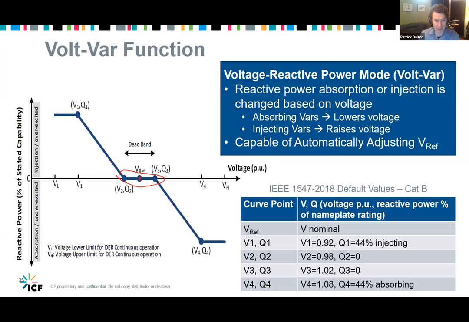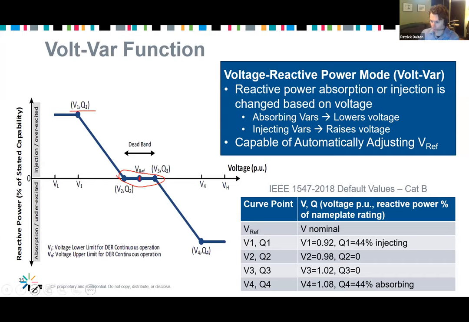When you are outside of that band, and especially on the high voltage side, thinking back to our example of DER raising voltage near the tail end of the feeder, this function starts to increase the amount of reactive power that's absorbed by the DER. So the DER is taking VARs from somewhere else on the system and sinking them, and in doing so, pulling that reactive power across the impedance and lowering the voltage, just as we were speaking about. So absorbing VARs lowers the voltage, injecting VARs raises the voltage. So there is this left-hand side with V1, Q1 up here where potentially voltage could be raised.